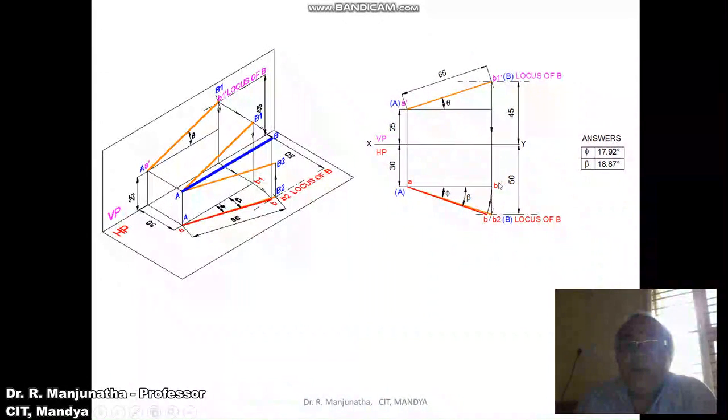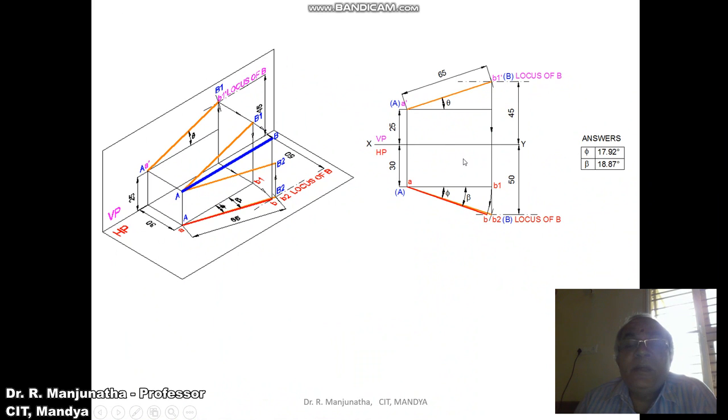But actually B1 is not in front of VP by 30 mm. It is in front of VP by 50 mm. With A as center, taking the radius of AB1, you rotate it such that it will cut the locus of B in the top view, and you mark this point as small ab, then join this.